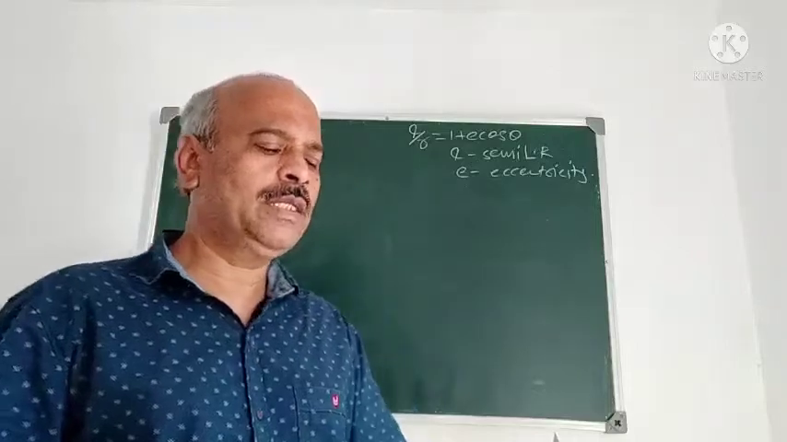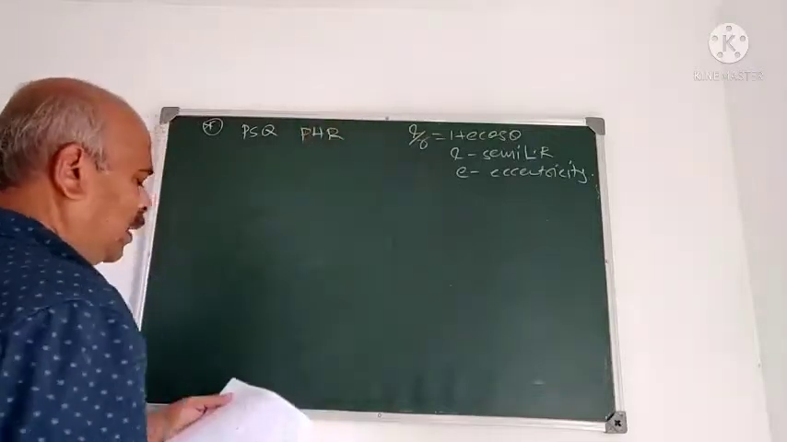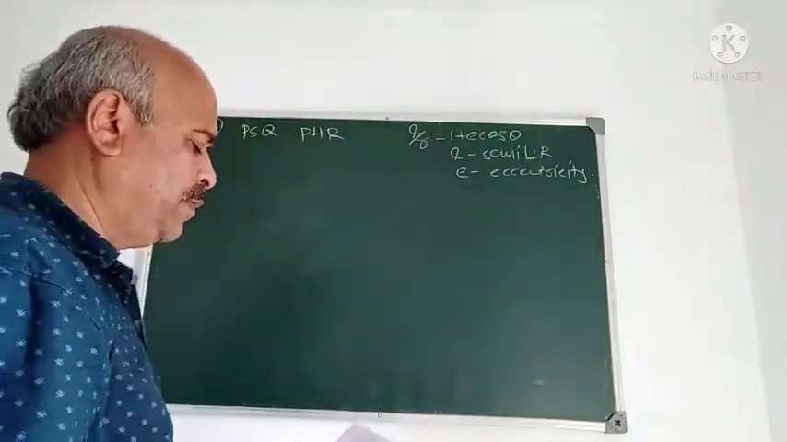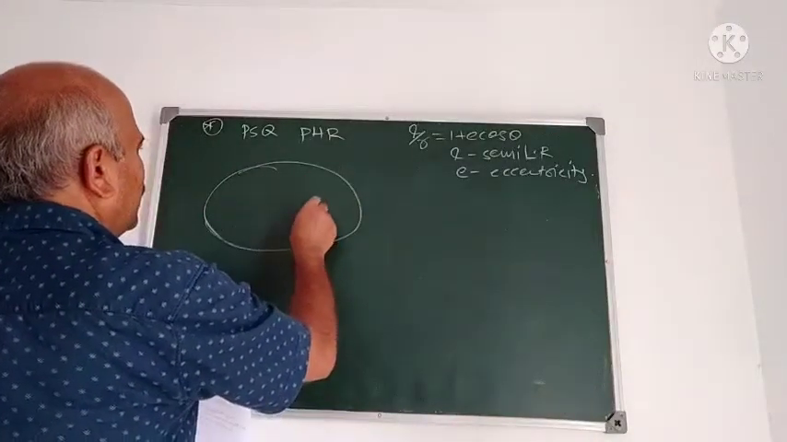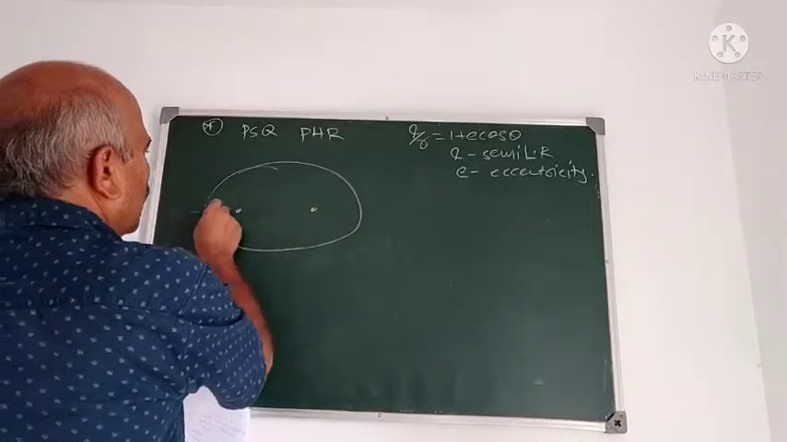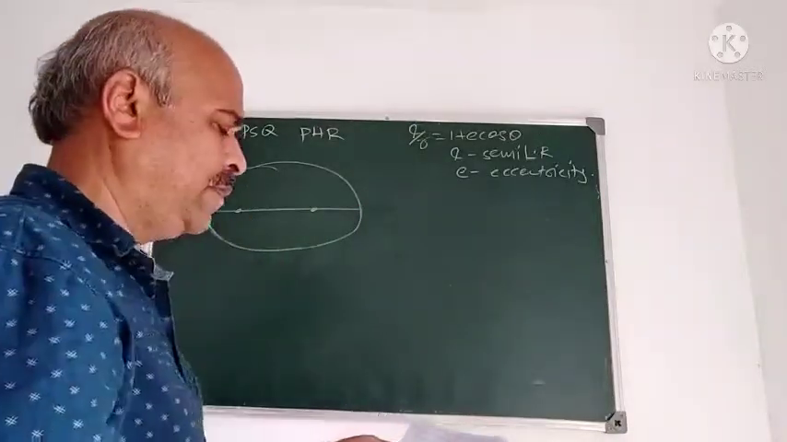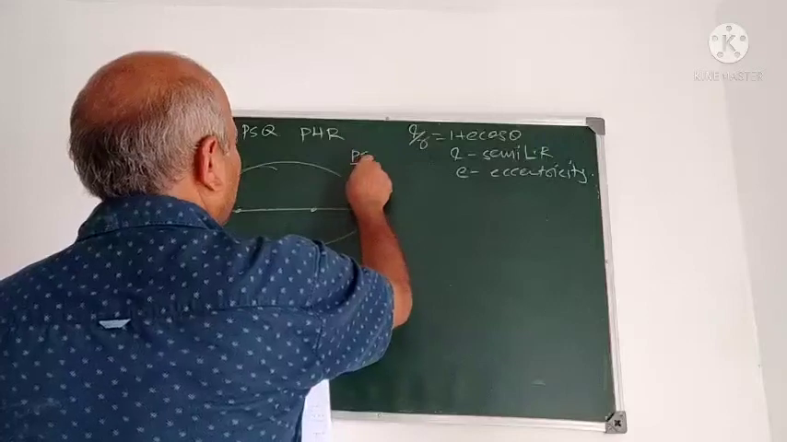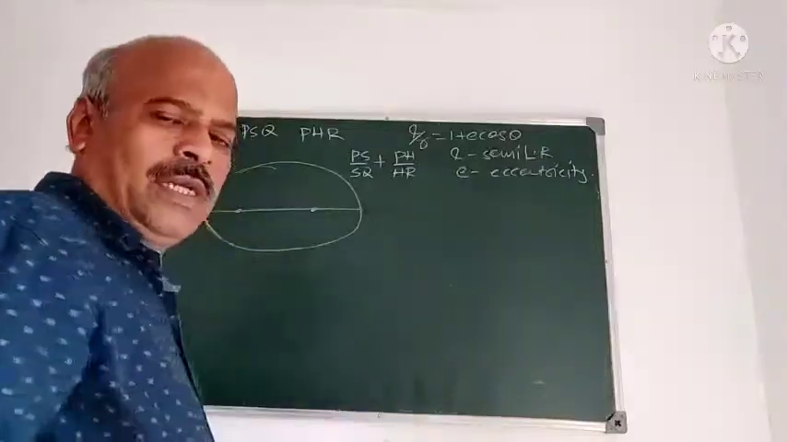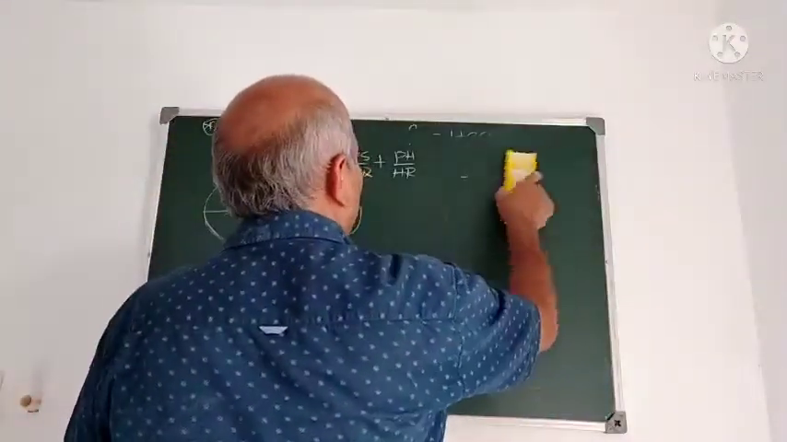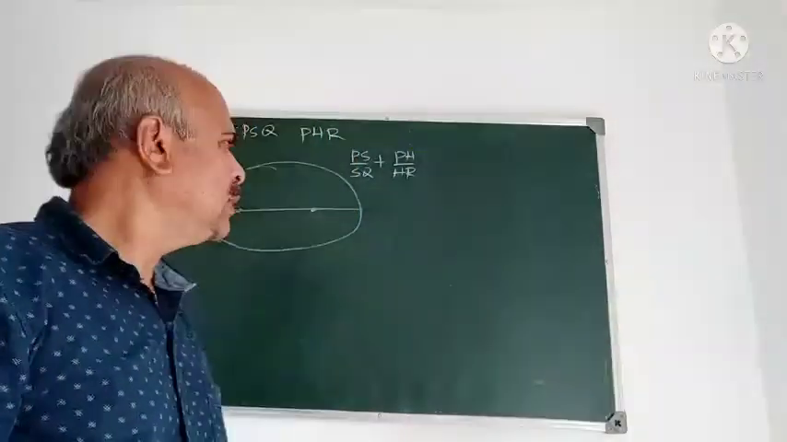If PSQ and PHR are two focal chords of the ellipse. You know this is the ellipse, and E is 1 here, of course. Two focal chords of the ellipse. Then prove that PS by SQ plus PH by HR is independent of the point P, or PS by SQ plus PH by HR is constant.